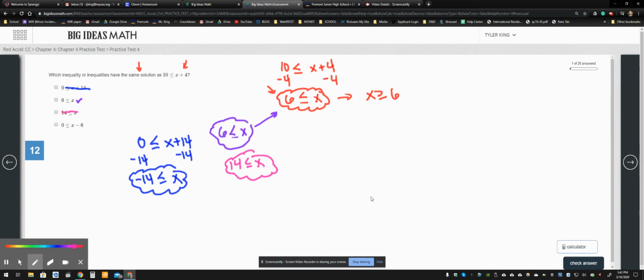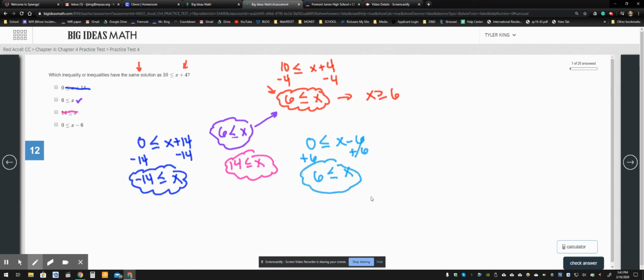Then finally we have our last one here. We see that this is 0 is less than or equal to x minus 6. To get x by itself, we'll add 6 to both sides. That's going to cancel out. We're going to have x is going to be greater than or equal to 6, which when we're looking at this, we're going to say, is this going to be in fact the same? So we're going to see, yes, this right here does look exactly like this right here, 6 is less than or equal to x. So this one is also going to work.